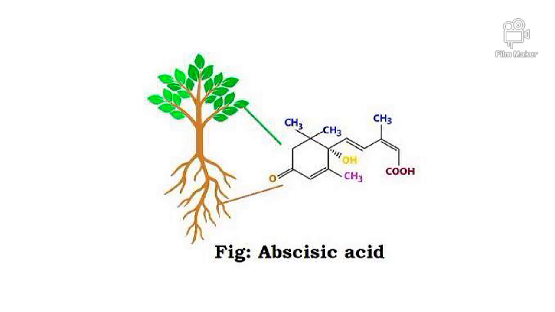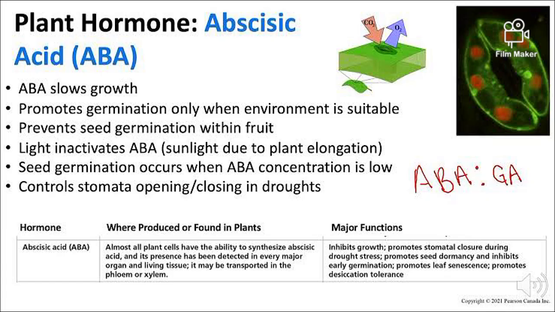Another important growth regulator is abscisic acid. Abscisic acid is found almost in every part of the plant. The functions include: it slows down growth, it promotes germination only when the environment is suitable. It prevents germination of seeds. It induces and maintains dormancy of seeds. It helps seeds to cope with harsh conditions such as drought and high temperature. It controls the stomata opening and closing during drought.